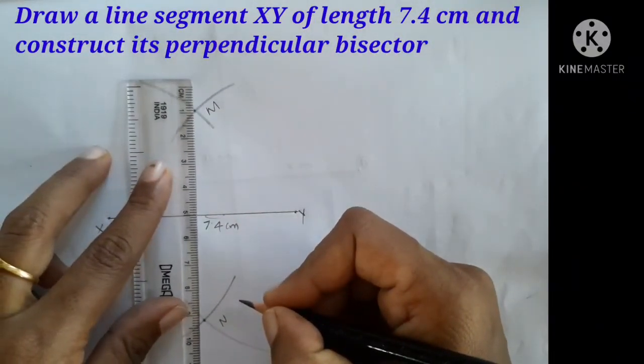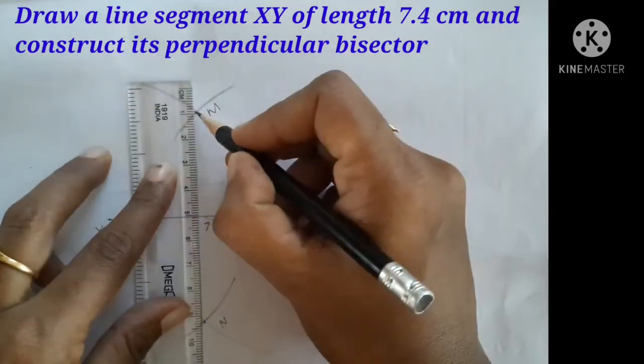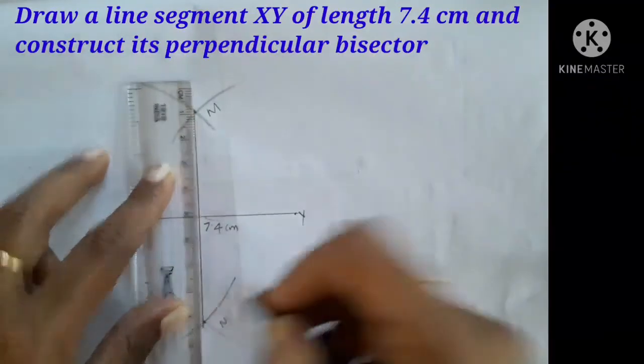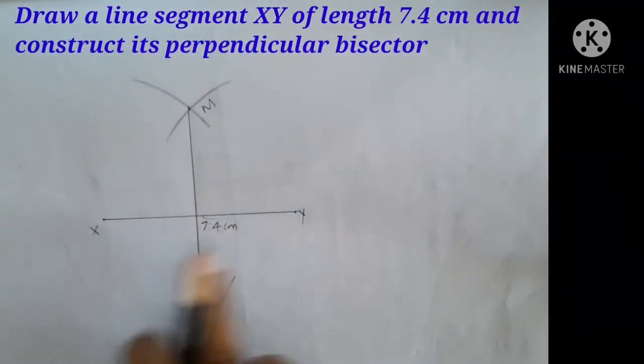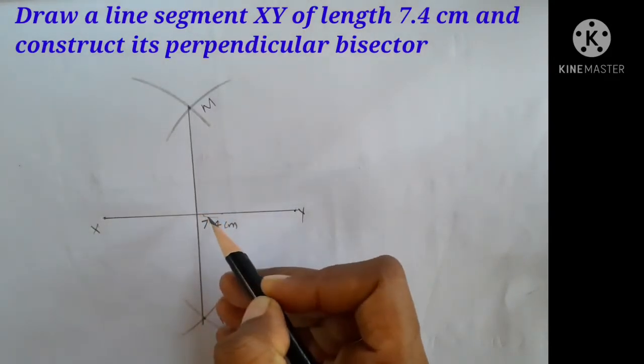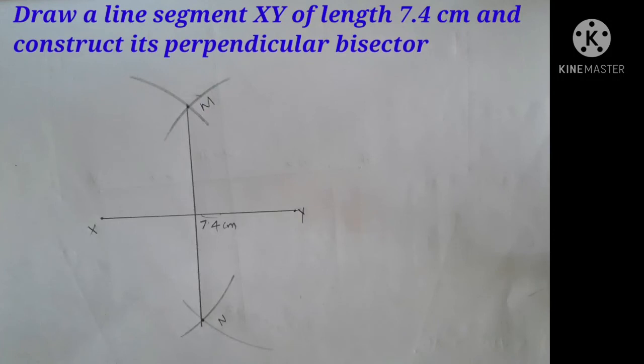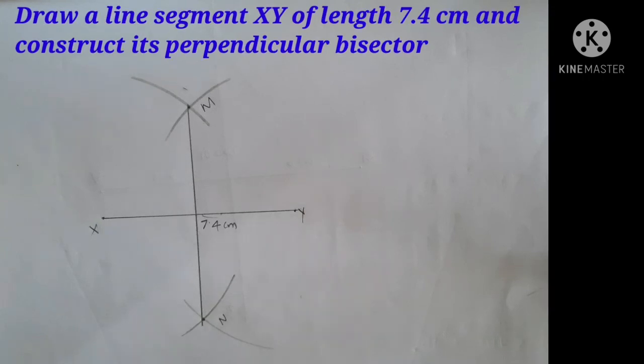Then use your ruler and join the points M and N. Join MN. Now we have constructed a perpendicular bisector for line segment XY. Here MN divides line segment XY equally. That is, MN divides the line segment XY into two equal parts at an angle of 90 degrees.